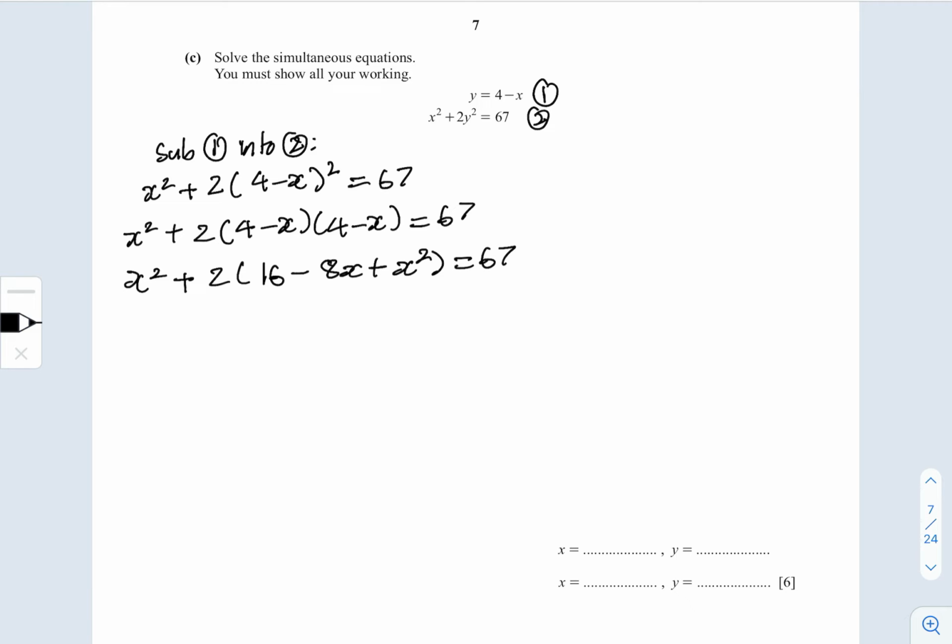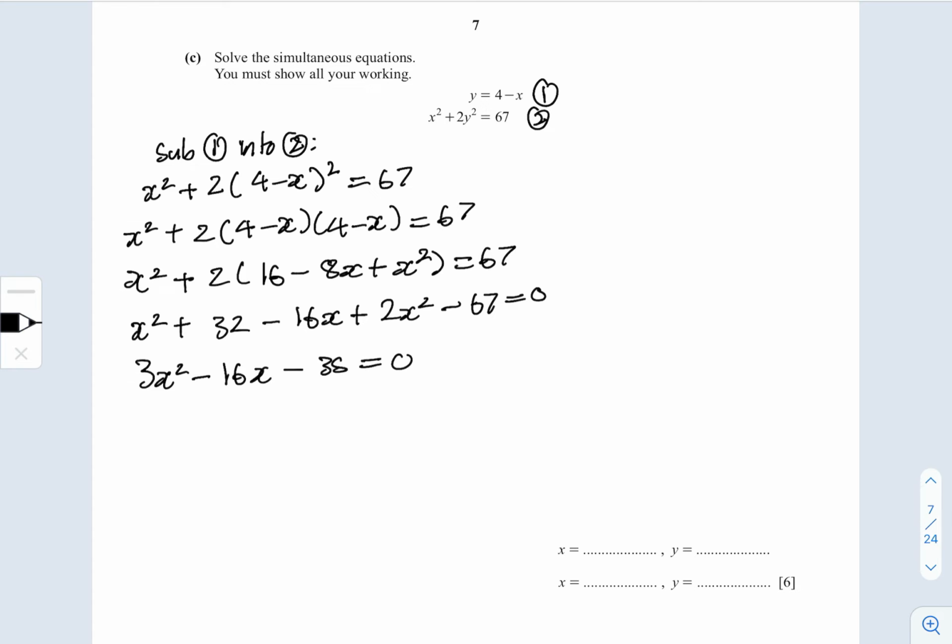By multiplying and expanding this bracket, we get x squared plus 32 minus 16x plus 2x squared, and move this over as well, minus 67 equals 0. Therefore, we get 3x squared minus 16x minus 35 equals 0. Now let's factorise it to get the x points. We get (3x )(x ) equals 0.